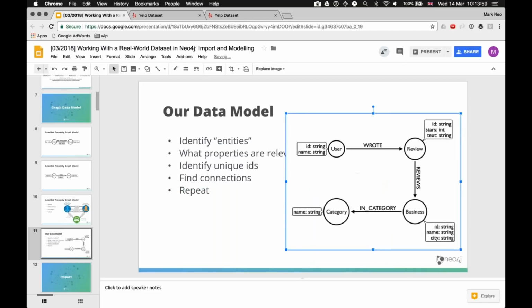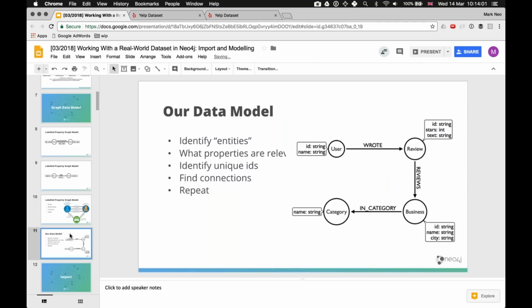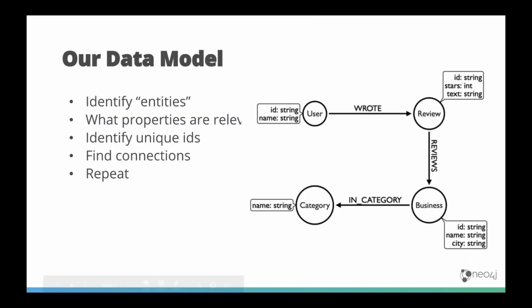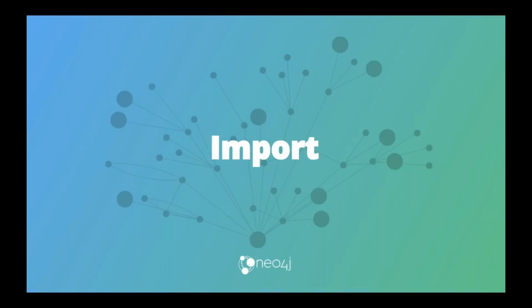Maybe I can make it a bit bigger. So that's what we want to get towards. So we want user wrote a review, reviewing a business, and the business is in a category. Next thing we need to figure out is how are we going to import data into that model.